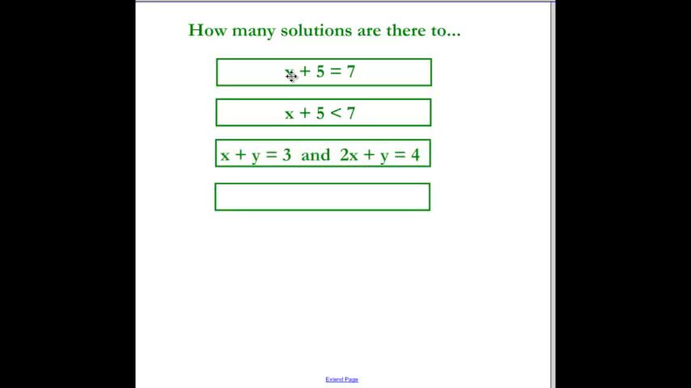The system of equations, x plus y equals 3 and 2x plus y equals 4. You want to work that out quickly? There's actually one solution. To the system x plus y is greater than 3 and 2x plus y is less than 4, there would be an infinite number of solutions. So with inequalities, you're talking about a range.